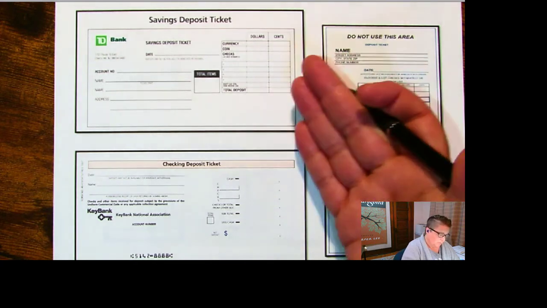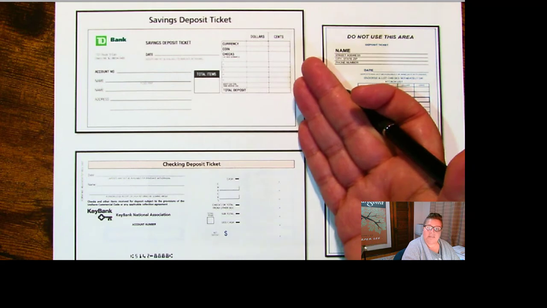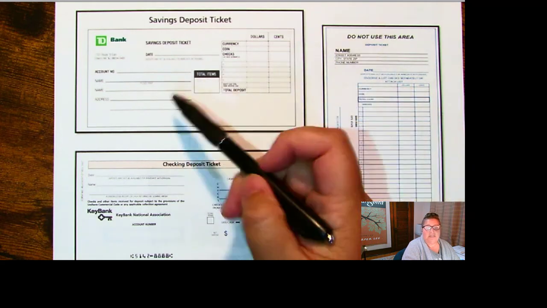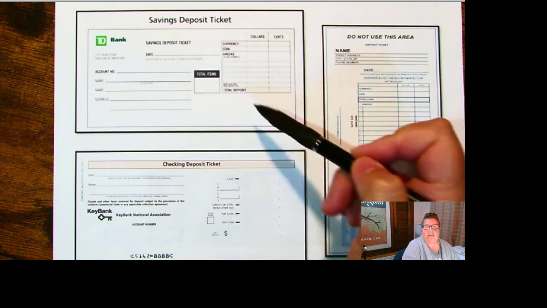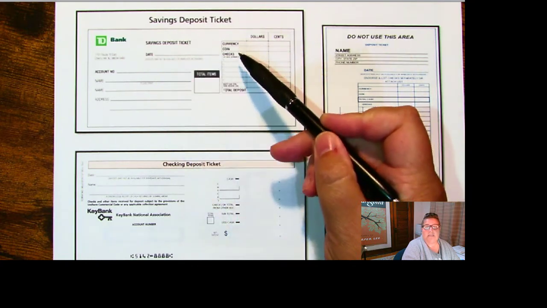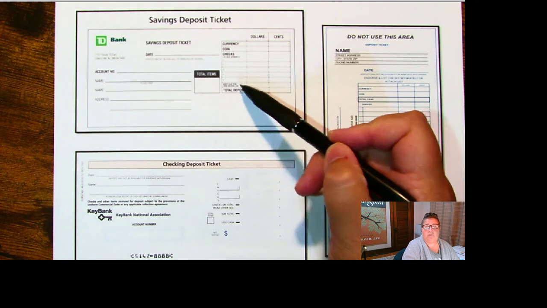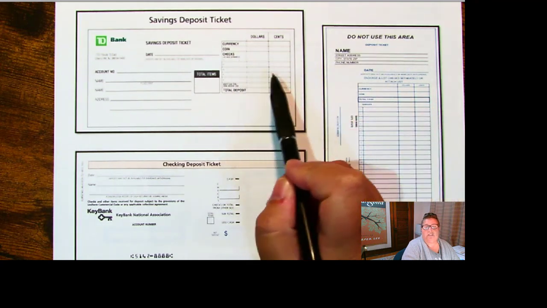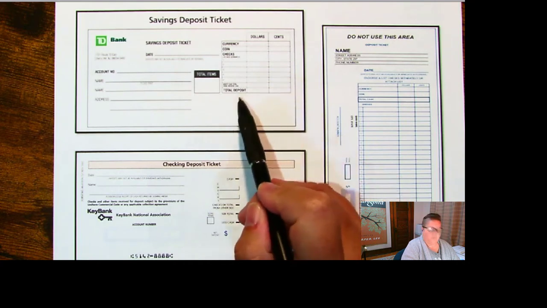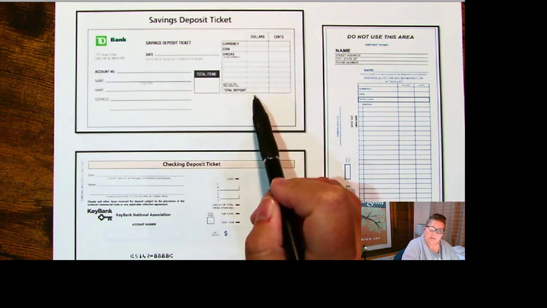The first one is a deposit slip for a savings account. Notice that it asks for the name, date, and account number, as well as you fill in the currency, the coin, and the number of checks, the different line is 1 for each check. It then asks for the total deposit here on the bottom.